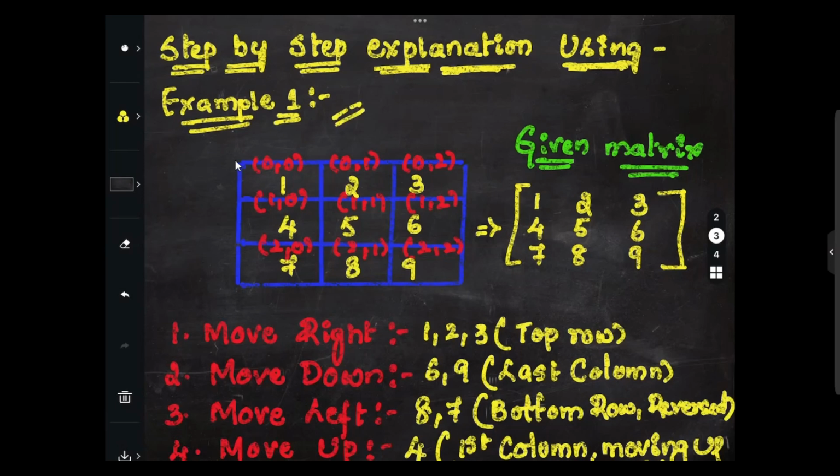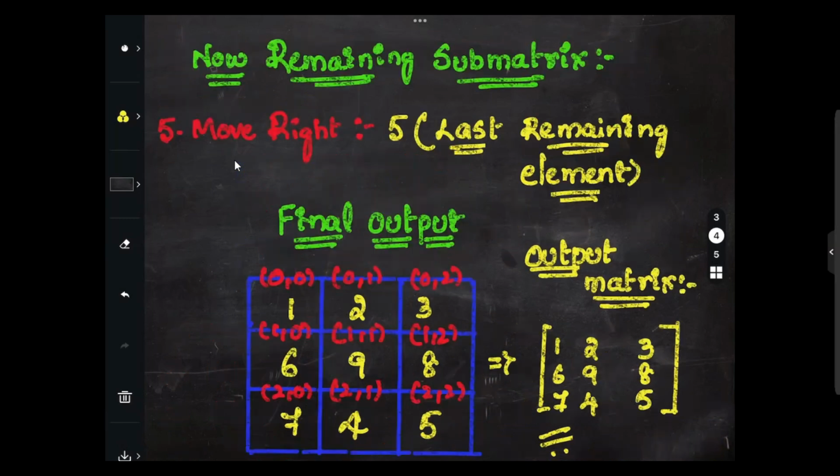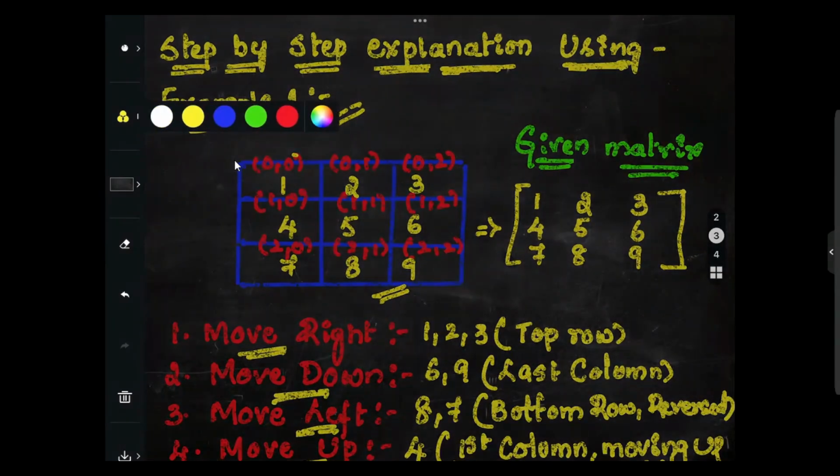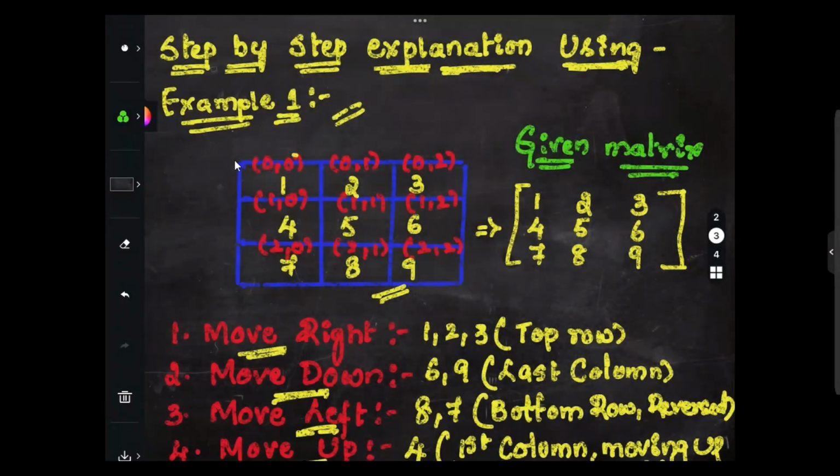Let's see the step-by-step explanation. I have considered the same example, the first one in the question, with 1, 2, 3, 4, 5, 6, 7, 8, and 9. We move first right, down, left, up, and finally, if elements are left, again right. The first is 1 2 3, so we move right and get 1 2 3, the top row. I hope this is clear.